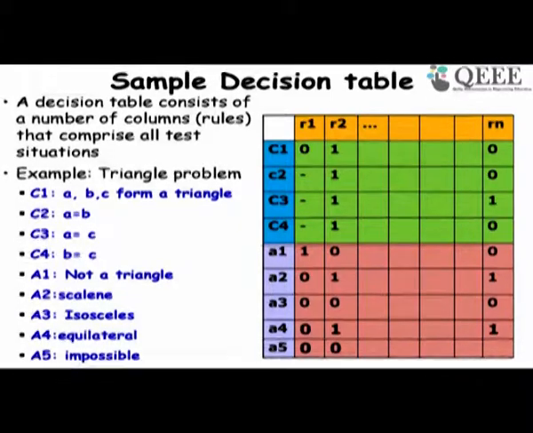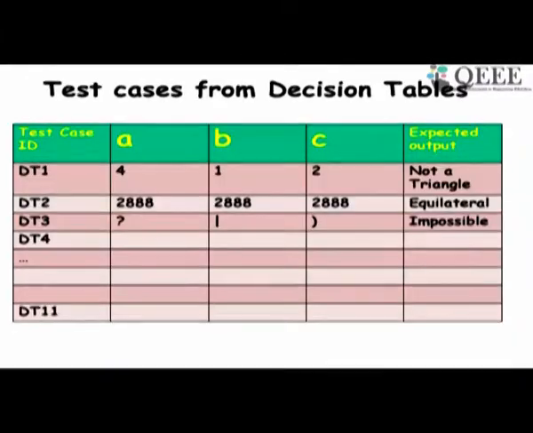So we'll form the conditions here: A equal to B, A equal to C, B equal to C, etc. And then we write the rules here and the corresponding actions here. So this is just a trivial example. So let's look at more realistic examples.